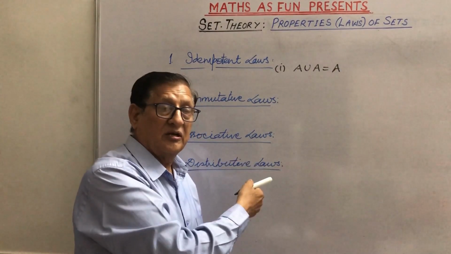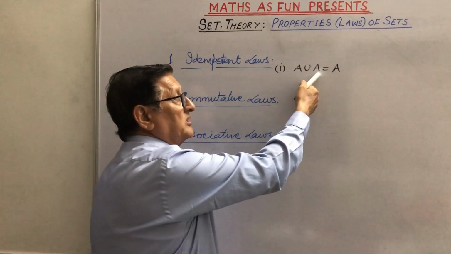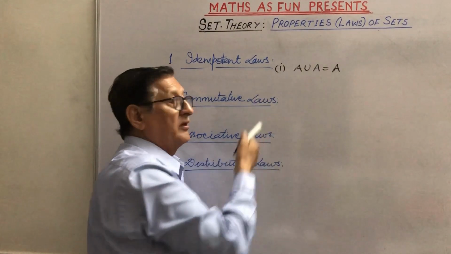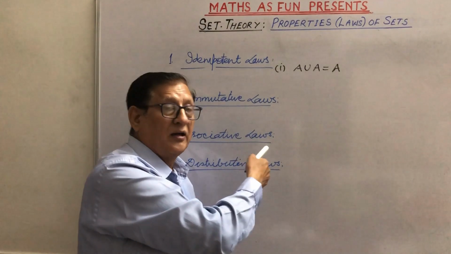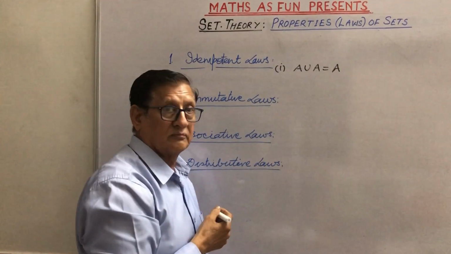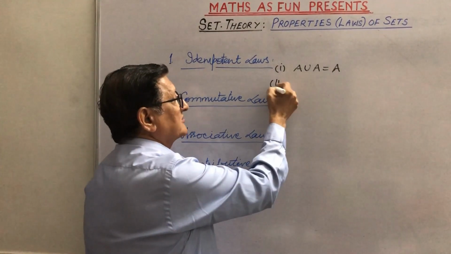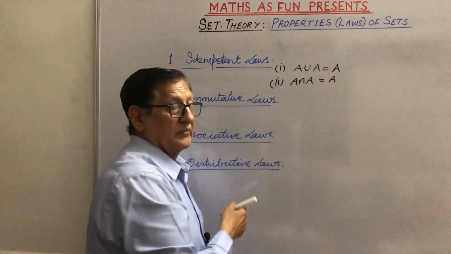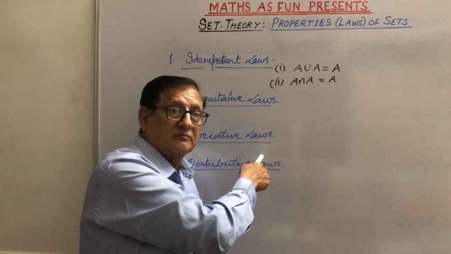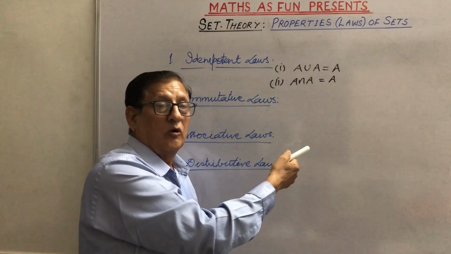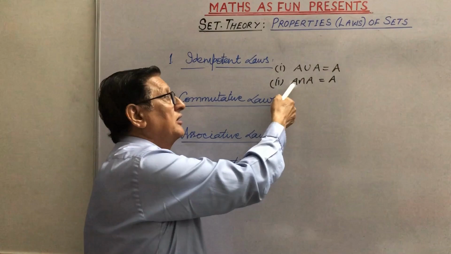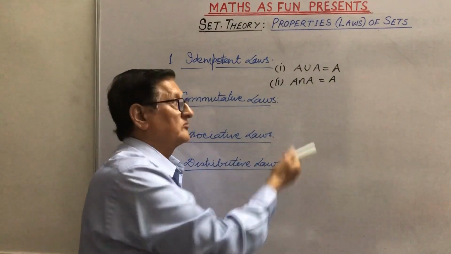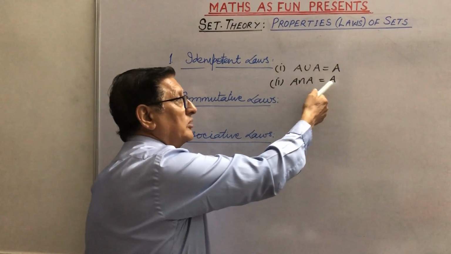We can very easily understand A union A means the elements in A or in A. It means all the elements of A, and that is A itself. Second one is A intersection A equal to A. The intersection of two sets, we know, contains common elements, and since all the elements of A are in A, that's why A intersection A will be equal to A.